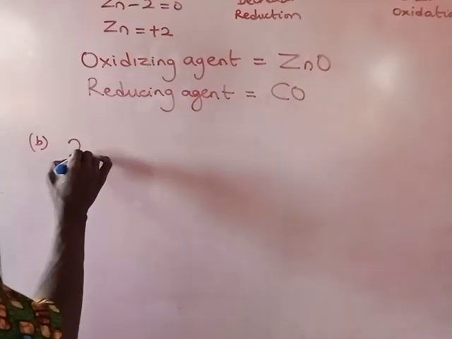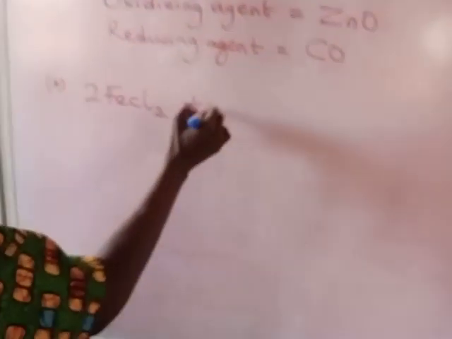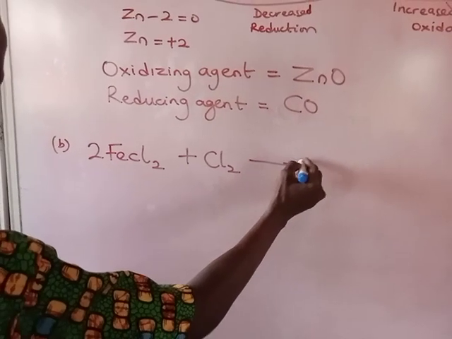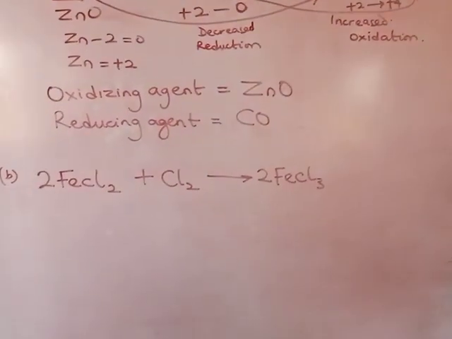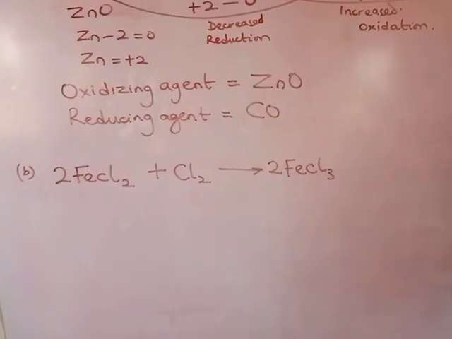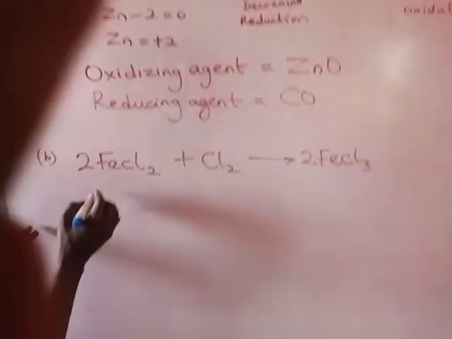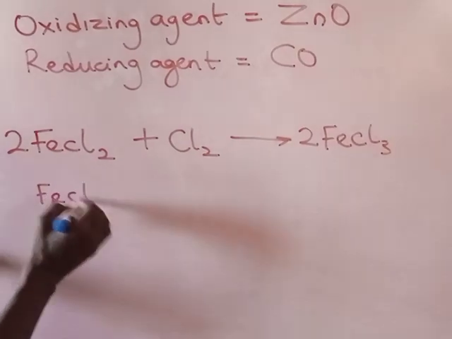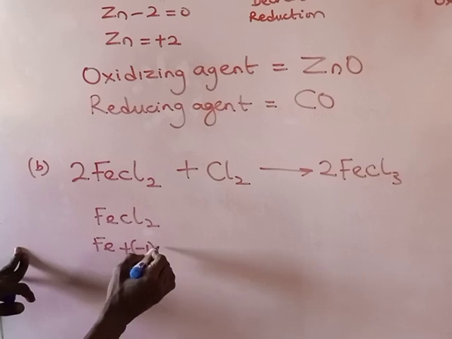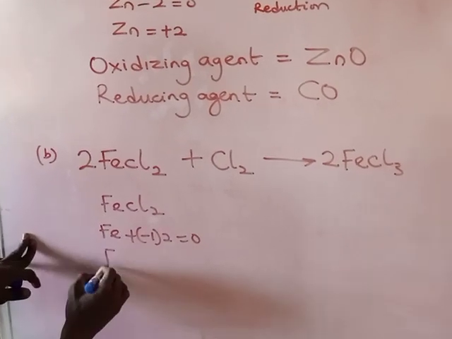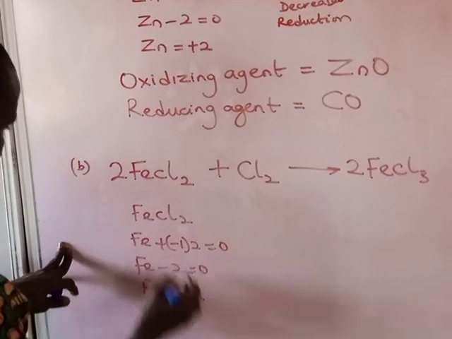So we have iron 2 chloride plus chlorine gas gives iron 3 chloride. We want to get the reducing species and the oxidizing species. Now look at this. This is iron 2. If you want to check it, FeCl2. Chlorine is always -1. So Fe plus -1 times 2 equals 0. Fe - 2 equals 0. Fe is +2.